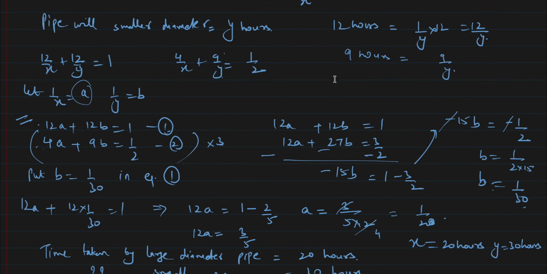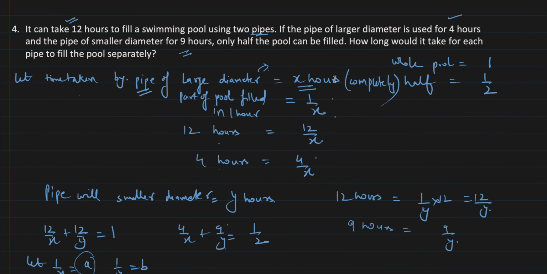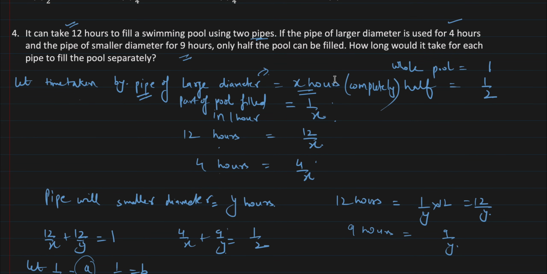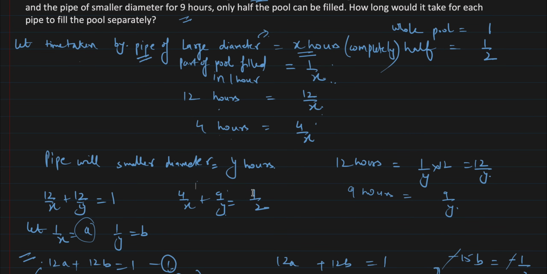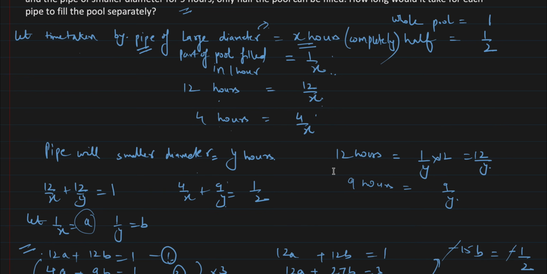Okay, fine. So what we did is we used the concept that time and work are inversely proportional to each other. We assumed that the larger diameter pipe takes x hours to fill the tank completely. So in 1 hour, how much part of the tank will be filled? 1 by x. In 12 hours, 12 by x. In 4 hours, 4 by x. Similarly, we assumed that the time taken by the smaller diameter pipe to fill the pool completely is y hours. So in 1 hour, how much part of the pool is filled? It's 1 by y. 12 hours, 12 by y. 9 hours, 9 by y.